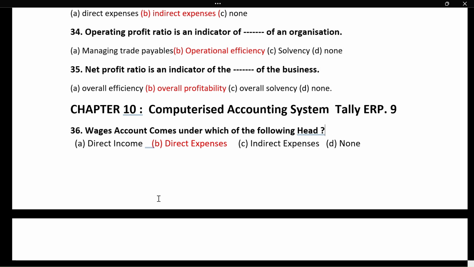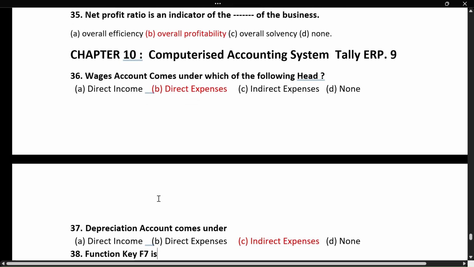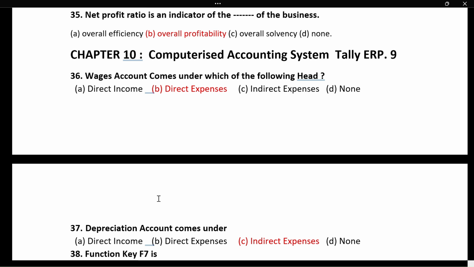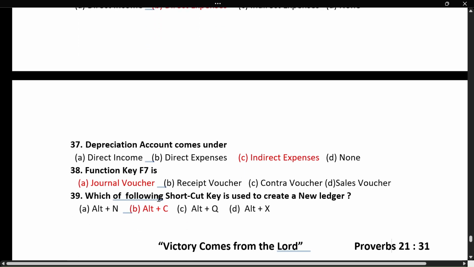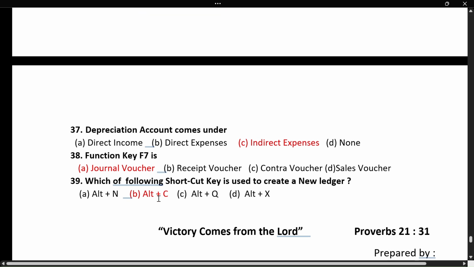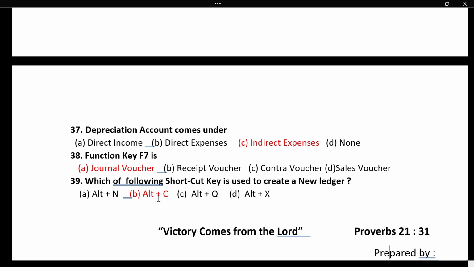Next to the last lesson, wages account comes under direct expenses. These all you have to see because you have learned everything in the 11th standard accountancy, final accounts. You must know what are direct expenses, indirect expenses, current assets; they may ask all that. And function key F7 is journal voucher, and the shortcut key used to create a new ledger is Alt plus C.